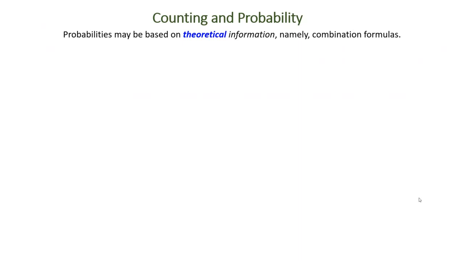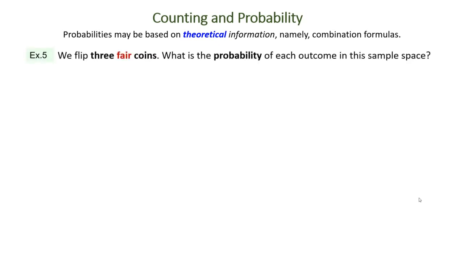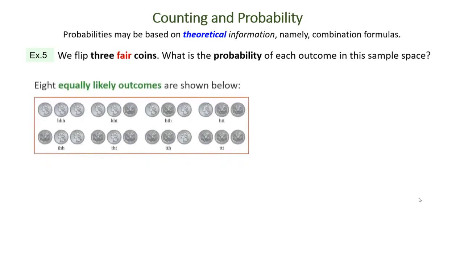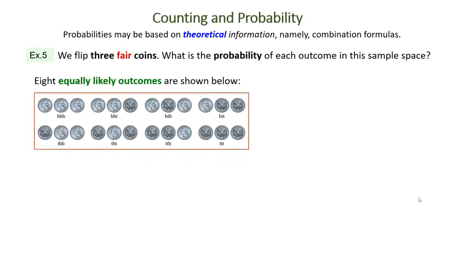More interesting are the counting probabilities that are calculated from theoretical information. For example, we flip 3 fair coins. What is the probability of each outcome in the sample space? The events are equally likely outcomes.